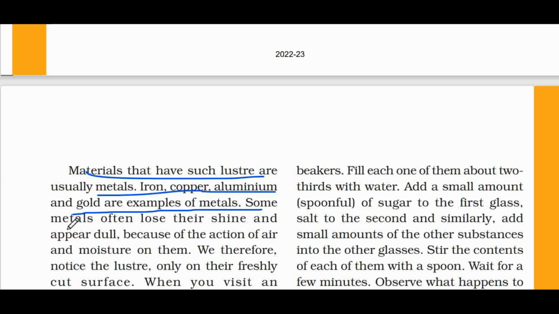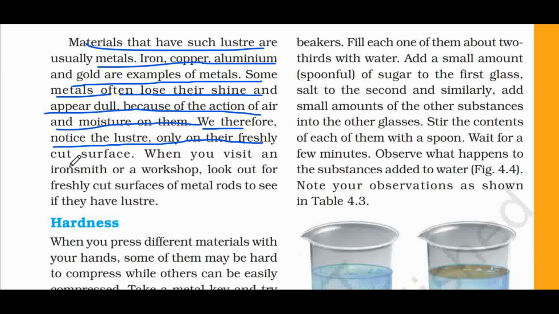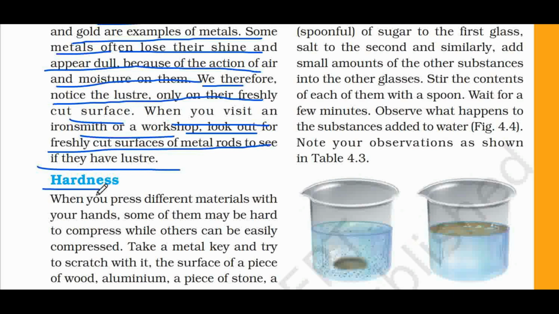Some metals often lose their shine and appear dull because of the action of air and moisture on them. We, therefore, notice the luster only on their freshly cut surface. When you visit an ironsmith or a workshop, look out for freshly cut surfaces of metal rods to see if they have luster.